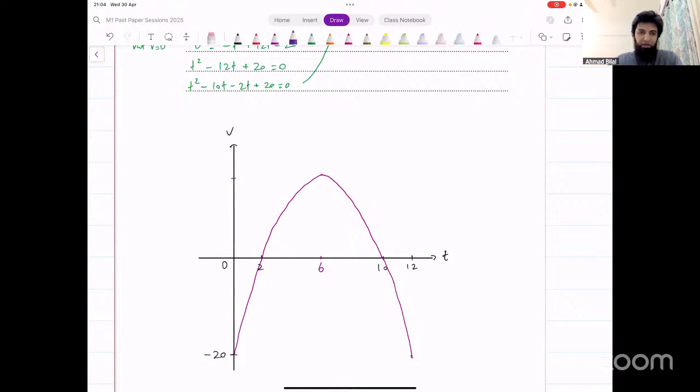Is this all right? Any problems with this? Okay.